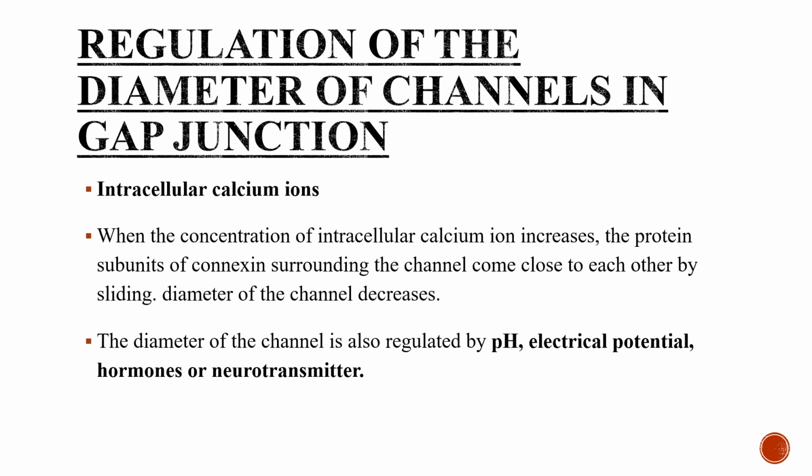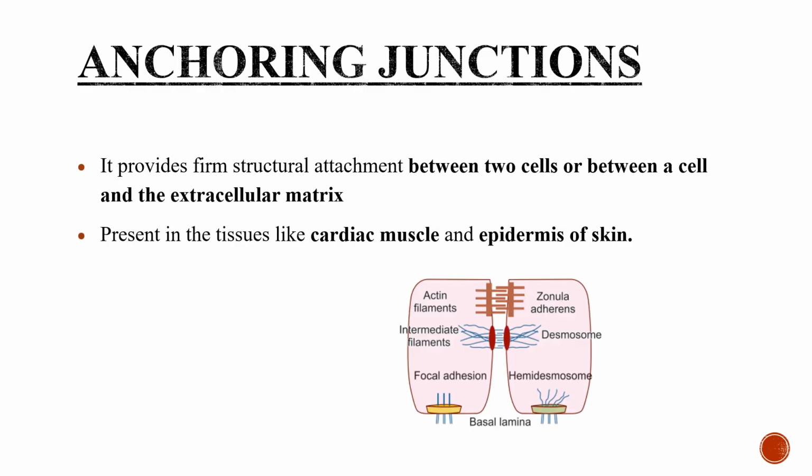And the diameter of these channel proteins can be regulated especially by intracellular calcium ions. So whenever there is increase in the intracellular calcium ion, what will happen? The protein subunits of the connexins will come close together, and the diameter of the channel will decrease. And the diameter of the channel can also be regulated by changes in the pH, electrical potential, and some of the hormones can also change the diameter of these channels.